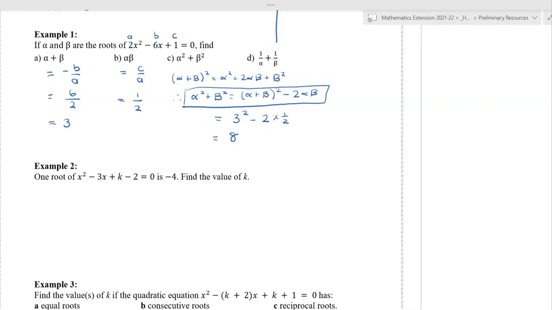D, whenever we have fractions, our first step is we'll express them as one fraction. So we'll go alpha plus beta all over alpha beta. All right, I know alpha plus beta, what was that? 3. I know alpha beta was a half. 3 divided by a half is 6.